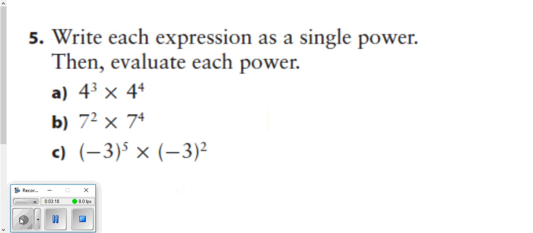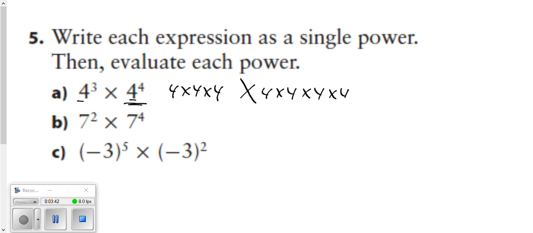Question number 5 says, write each expression as a single power and then evaluate each power. When you are multiplying two powers that have the same base, think about what this means. 4 cubed is 4 multiplied by itself 3 times, multiplied by 4 to the 4, which is 4 multiplied by itself 4 times. My answer is 4 to the exponent of 7. But the shortcut you should have used: when you are multiplying, you simply keep your base and add your exponents.